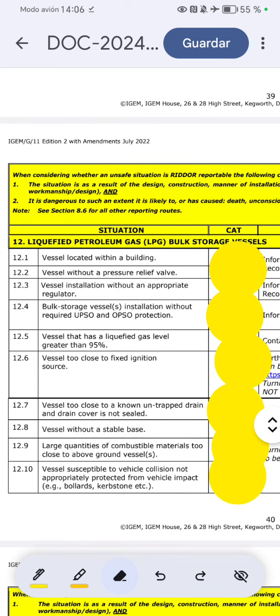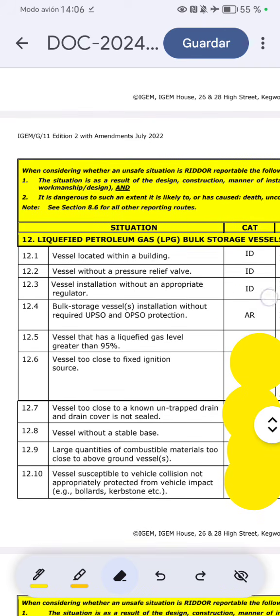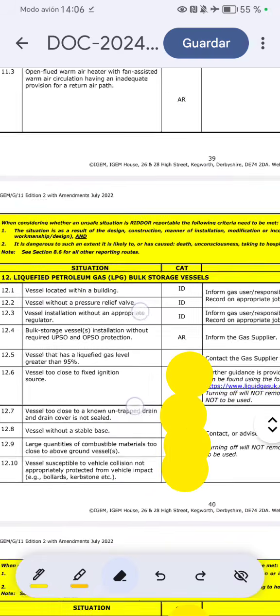Let's go for it. Vessel located within a building. I'm going to say ID. All right, vessel without pressure relief valve, ID. I would have probably said that. I can see ID on the next one. Vessel installation without an appropriate regulator. That sounds like ID. Bulk storage. Vessel installation without required UPSO and OOPS. I'm going to say these are ID. Yeah. At risk. Okay, remember that.